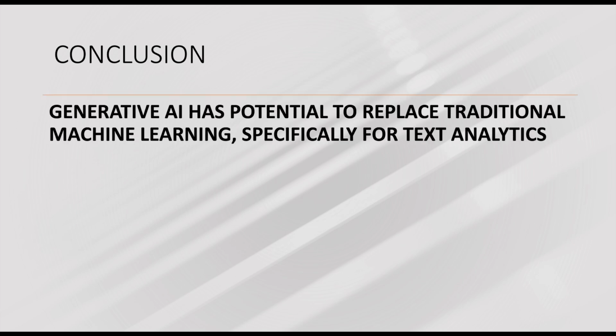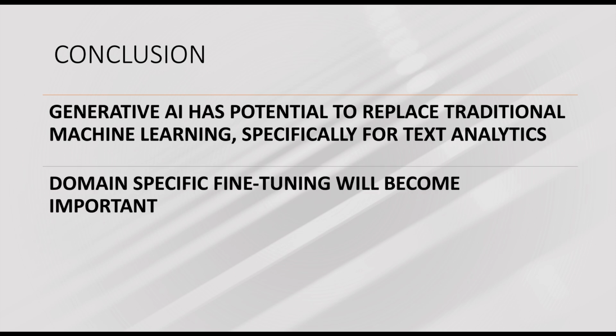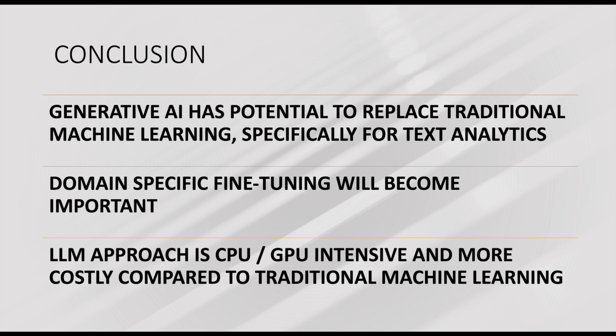So here is the conclusion I can derive. The classical machine learning techniques may soon be replaced by generative AI and large language model techniques, specifically for text data. Domain-specific fine-tuning will become important for accurate results. However, the large language model approach is CPU and GPU intensive and is more costly compared to the traditional machine learning techniques.